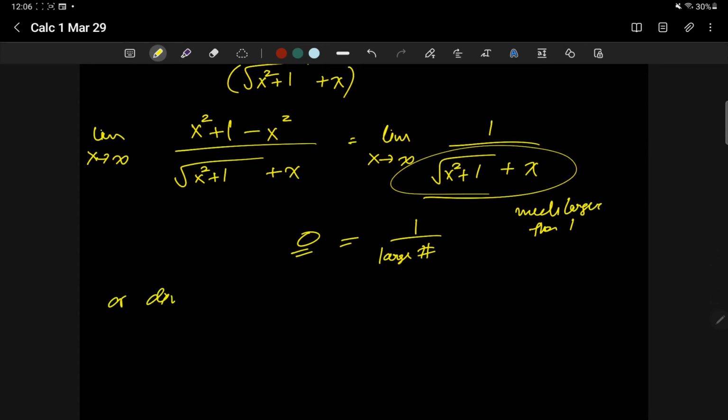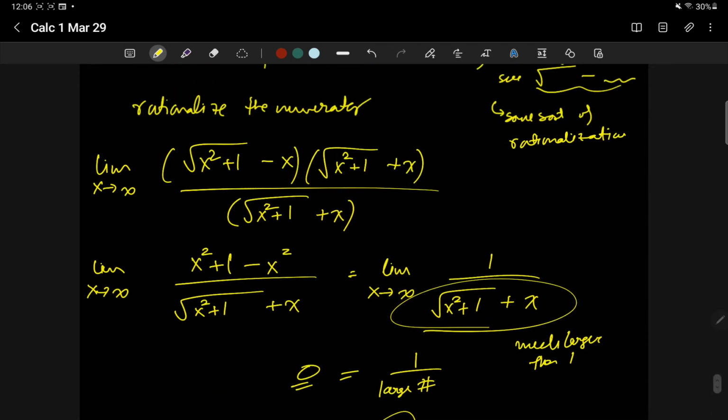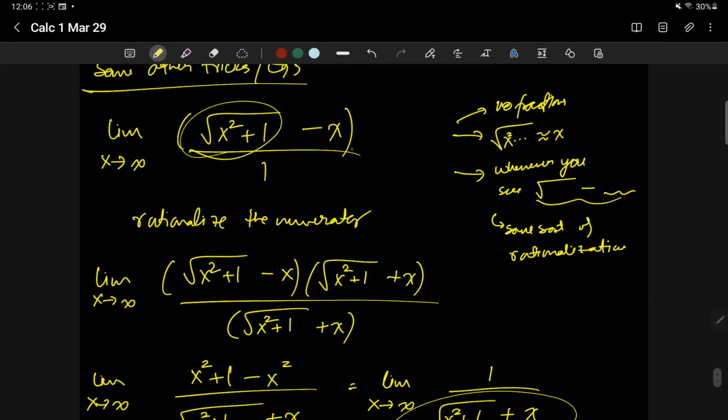Or you can divide by x to get the limit as x goes to infinity of 1 over x squared over x squared plus 1 over x squared plus x over x. So you can already see that since the numerator is going to 0, and the denominator is non-zero, this is going to be 0. So in this case, you have a large number and you subtract another large number and you end up with 0. But that is not always going to be the case.